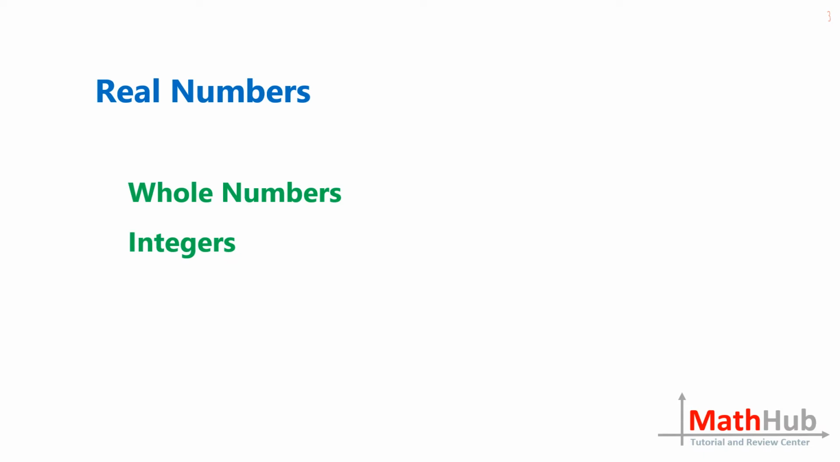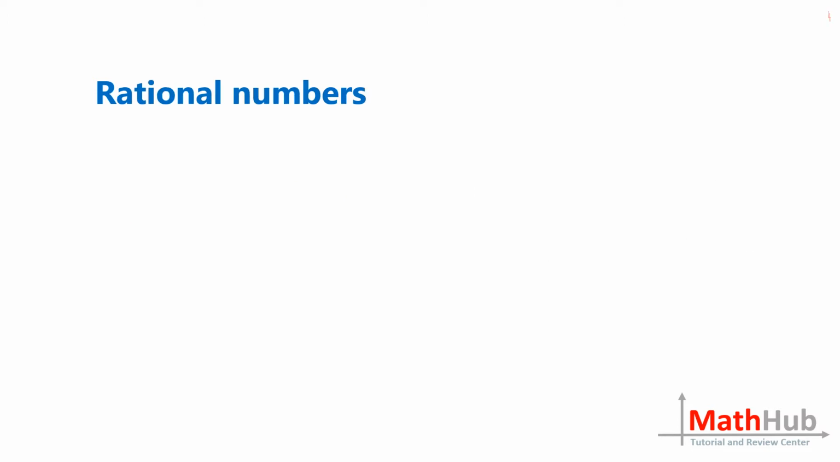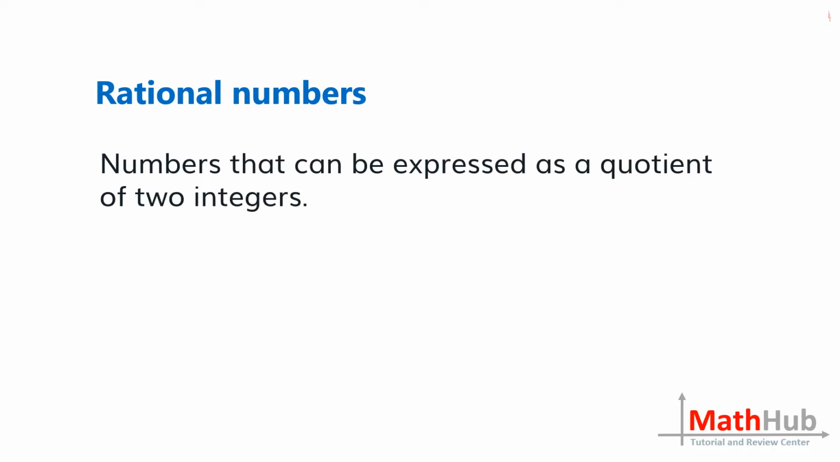Number one, can you still remember whole numbers? Whole numbers are numbers that start with 0, 1, 2, 3, 4, 5, 6, and so on and so forth. And integers are merely the whole numbers together with their negative counterparts. For rational numbers, these are numbers that can be expressed as a quotient of two integers.